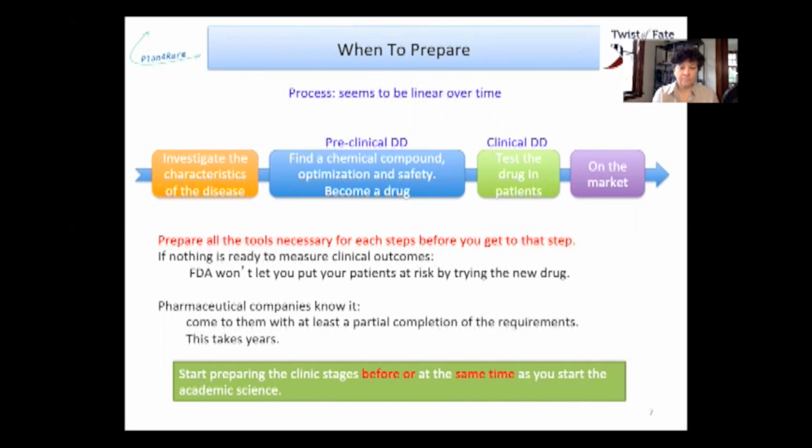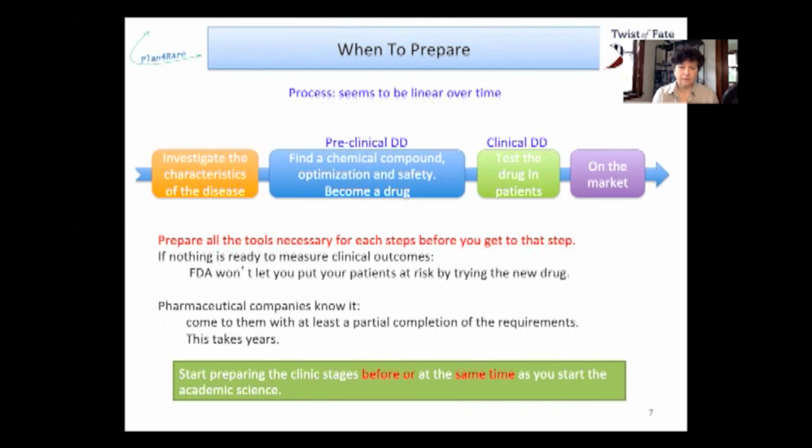For example, if nothing is ready to measure clinical outcomes, the FDA won't let you put your patient at risk by trying a new drug. And the pharmaceutical companies know it. You need to come to them with at least a partial completion of the requirements.